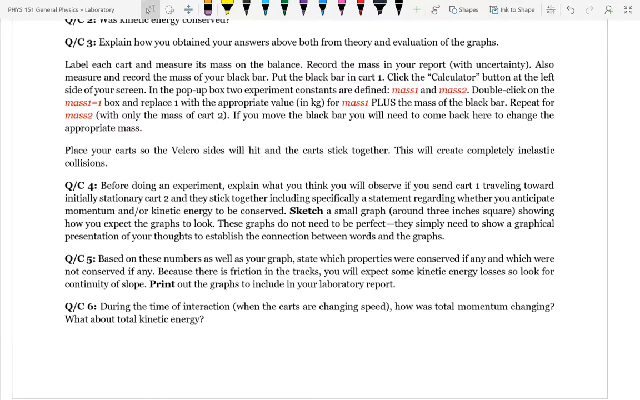They stick together. What kind of collision is that? Completely inelastic. So you're going to do a collision like that for the first one. Now, when you do this, before exploring, explain what you think we'll observe if you send cart 1 traveling toward a stationary cart 2, and they stick together, including a specific statement regarding whether you anticipate momentum and or kinetic energy to be conserved. Sketch what you think the graphs are going to look like. They don't have to be perfect. You don't need to spend 5 minutes on drawing the graph, right? It should be quick. Make sure that your graphs have a useful title.